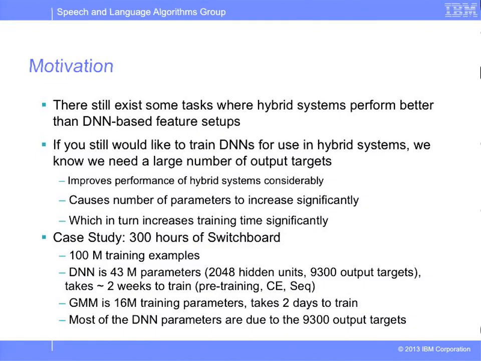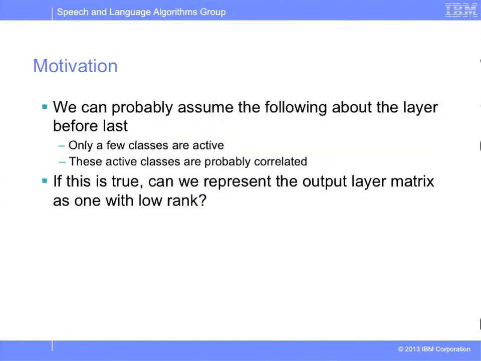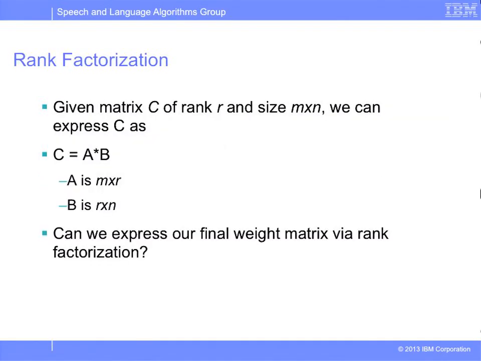Now, most of the parameters in this DNN are due to these 9,300 output targets. Like 50% of the parameters just sit in this last layer. So the idea is, we know that in the output layer the following 2 facts are probably true. Very few classes are probably active, and most of the classes that are active probably belong to the same context-dependent state. They're correlated. So if that's true, we thought maybe we can represent this last layer in the network as one with low rank. That means in a given context-dependent state, you have multiple classes, like mixtures.